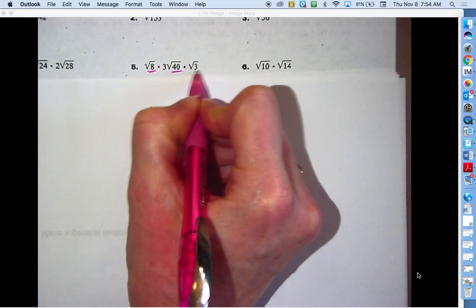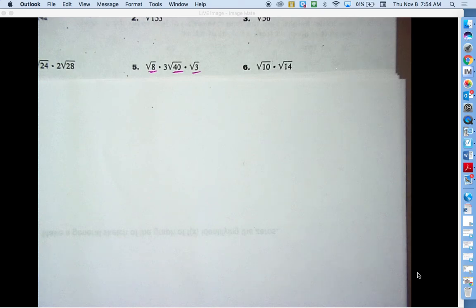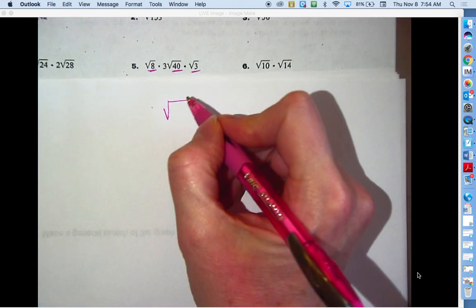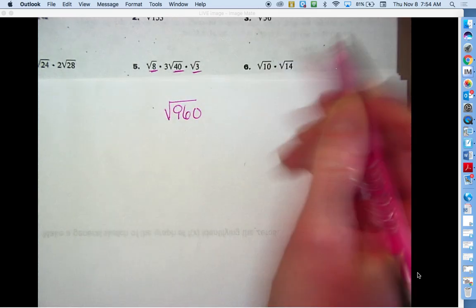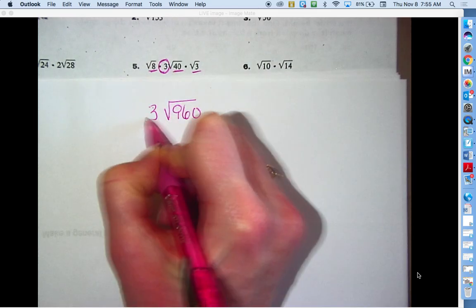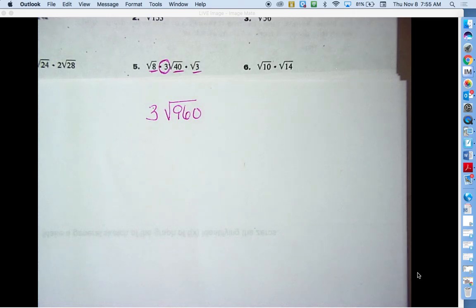So if you look at number 5, there are 3 square roots in this problem. So we're multiplying 3 different things together. And I would suggest multiplying the numbers together first that are the same. So if it's underneath the square root, we can multiply that together. If it's outside the square root, then it stays outside the square root. So if you multiply 8 times 40 times 3. Anybody know what that is? 8 times 40 times 3? 960.